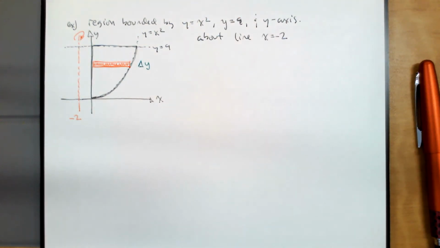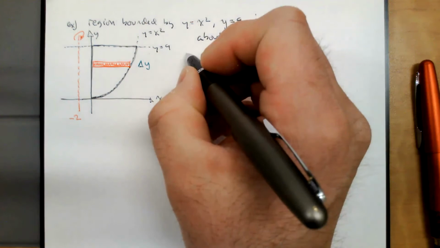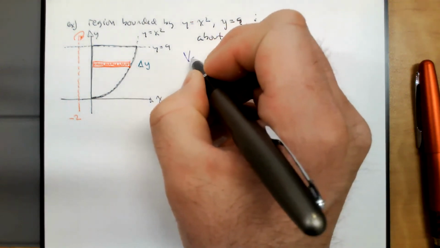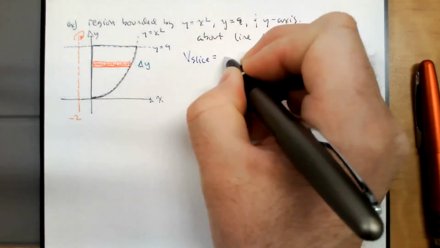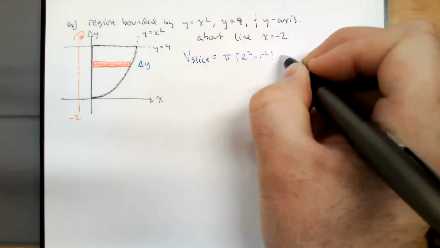The fixed parts of the problem were region and axis. Slicing perpendicular with delta y is a choice that we made. Once we make that choice, that tells us that the volume of the slice is pi times r squared minus r squared times the height.